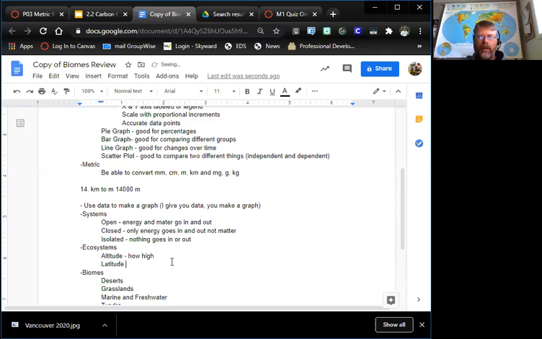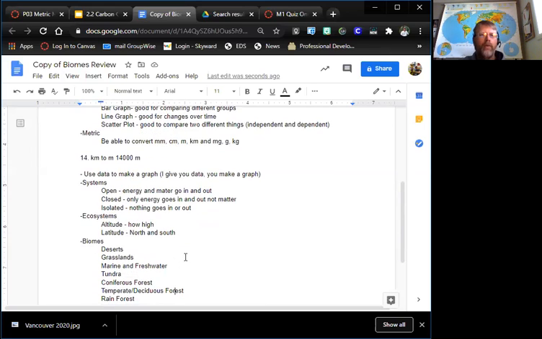The other big one is the latitude. That is, are you close to the equator or are you close to the North Pole, or close to the equator and close to the South Pole? Things at the equator have a very different biome, and there are going to be very different plants at the equator than there are at the North Pole. So again, the latitude is going to change what kind of ecosystems exist as well.